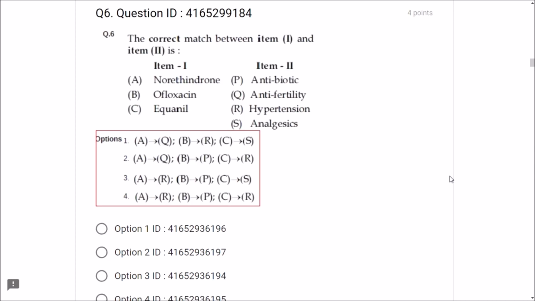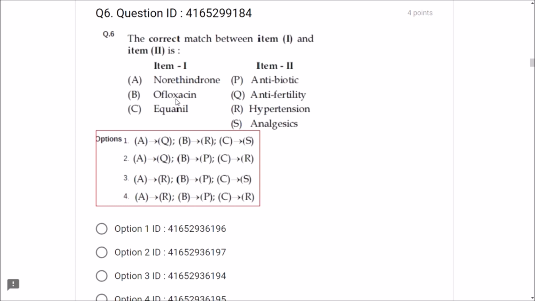Next, question number 6. The correct match between item 1 and item 2 is, so in item 1, some drugs are given. Item 2, what are the actions of those drugs? Norethindrone, what is it? This is known for anti-fertility. Norethindrone, anti-fertility. A gives Q, that means A belongs to Q. What are the options? Yes, the first option shows AQ. Yes, the second option also shows AQ. Let us see. These two seem to be the correct options.